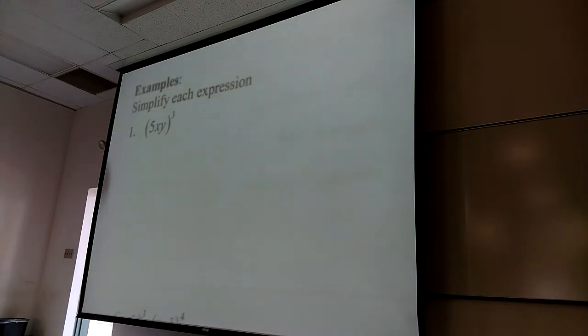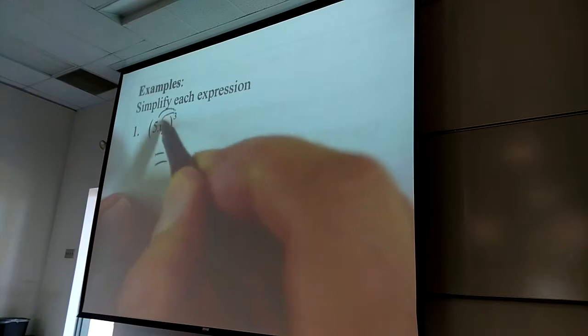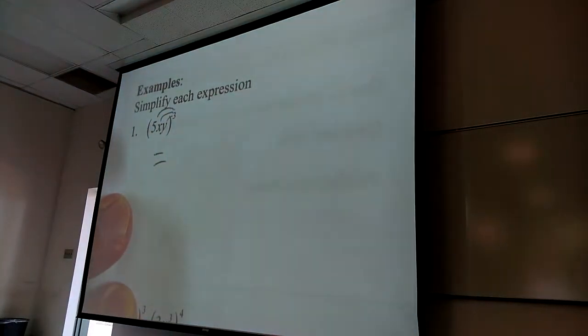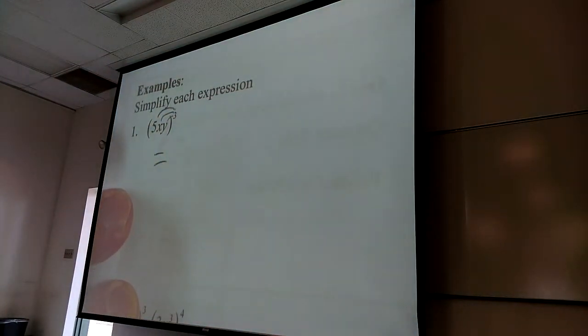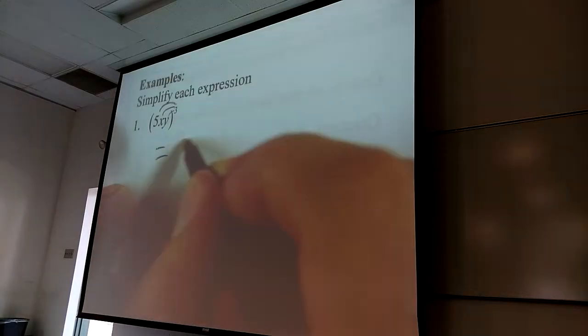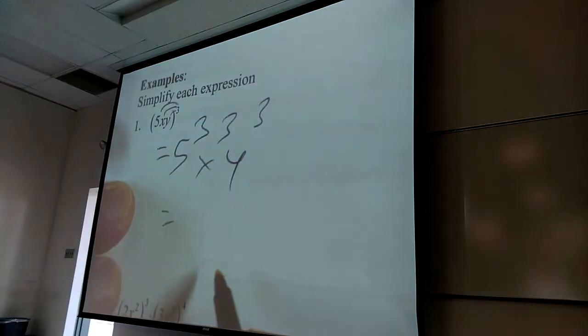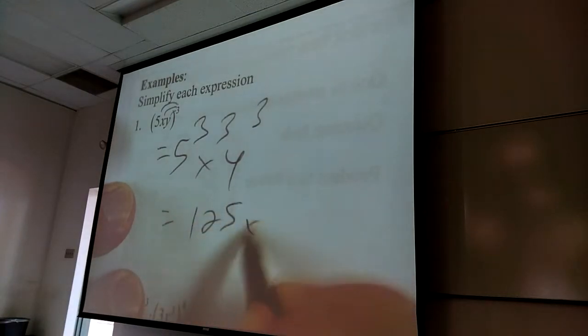What happens here? Good. This is called power distribution. Why am I able to just distribute the power here? Because what's the operation on the inside? Exponents are based on multiplication, so they will play well with multiplication. So I get 5 cubed, x cubed, y cubed. What is 5 cubed? 125. 125, I like it.